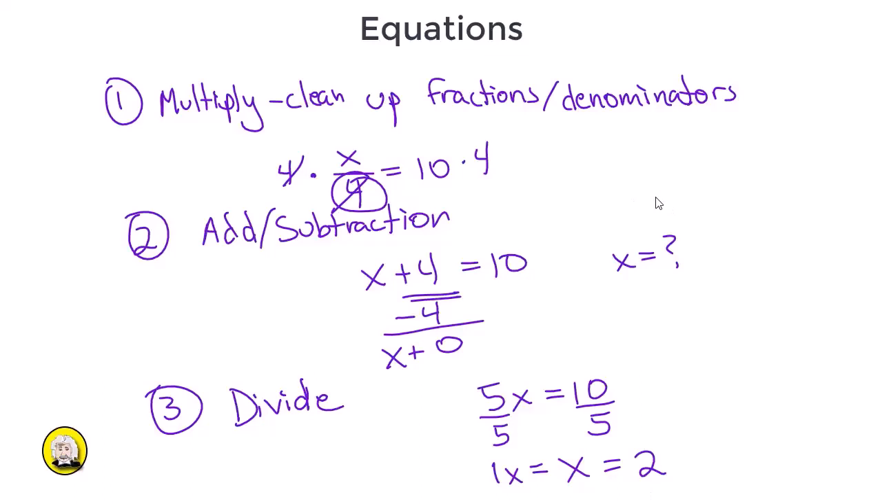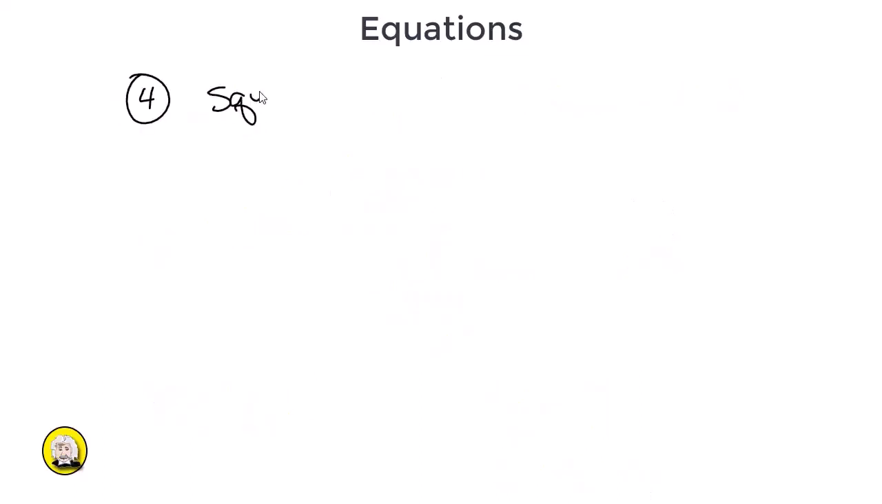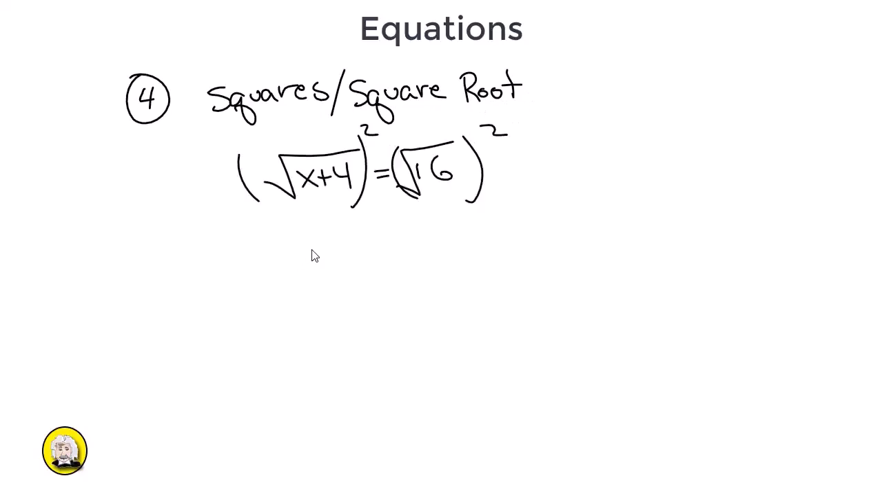But is there more to it? And the answer is yes, of course there's more to it. There are many other operations I can do and undo to solve equations. So if I'm presented with the square root of x plus 4 equals the square root of 16, I can attempt to undo my square root or my radical by squaring both sides of the equation.